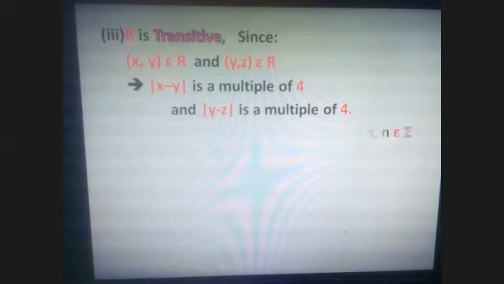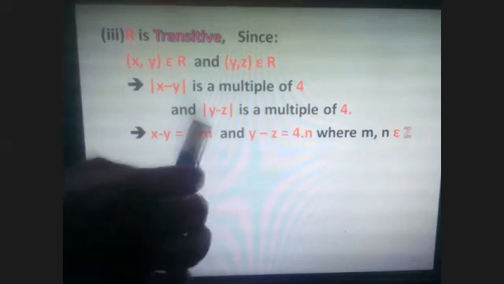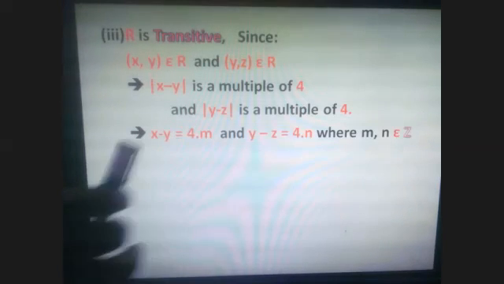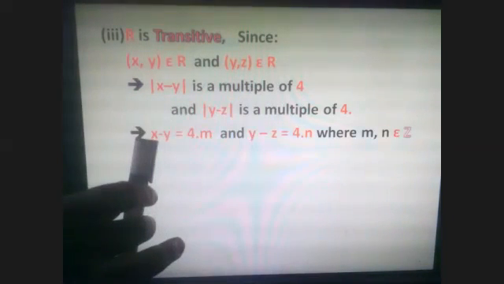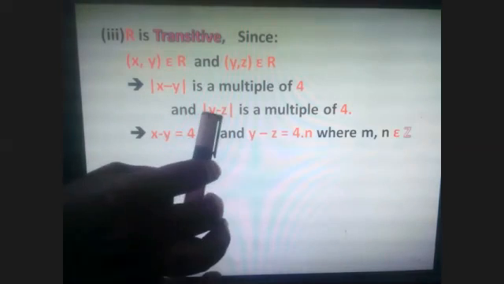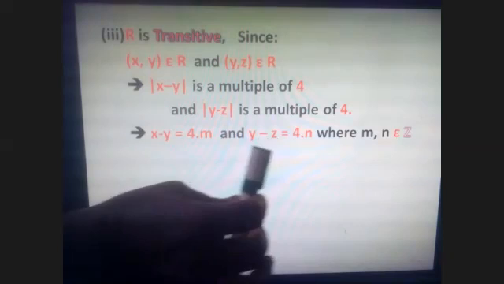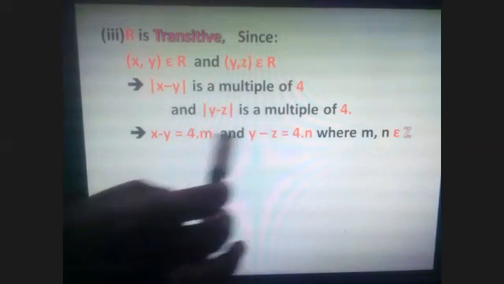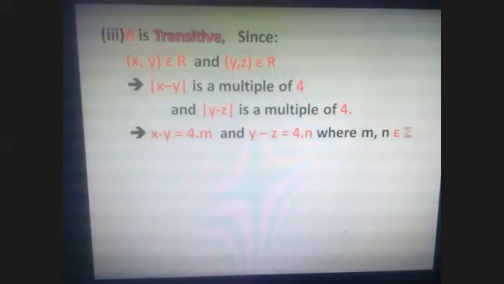|x - y| is a multiple of 4 means x - y is a multiple of 4. This may be positive or negative. Whenever |x - y| is a multiple of 4, x - y is also a multiple of 4. And whenever |y - z| is a multiple of 4, y - z is also a multiple of 4. That multiple may be positive or negative. That is why take m, n belonging to Z. Not necessarily natural numbers here. m, n may be any integer.